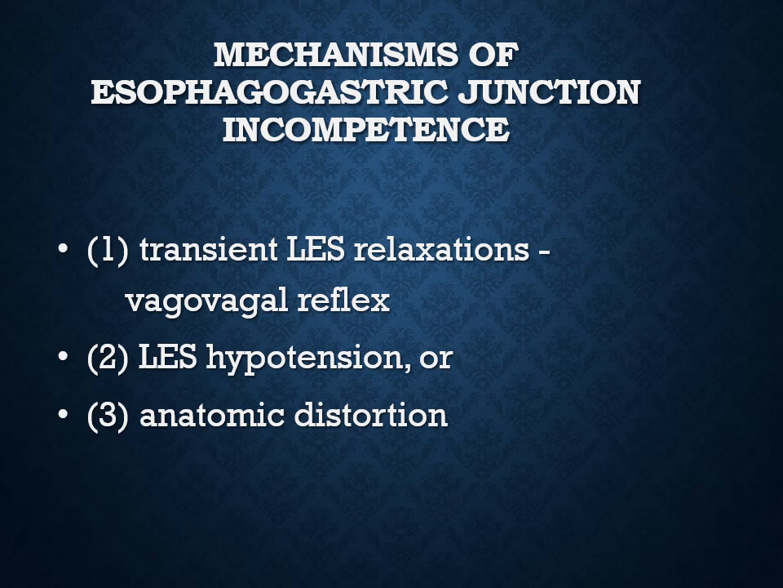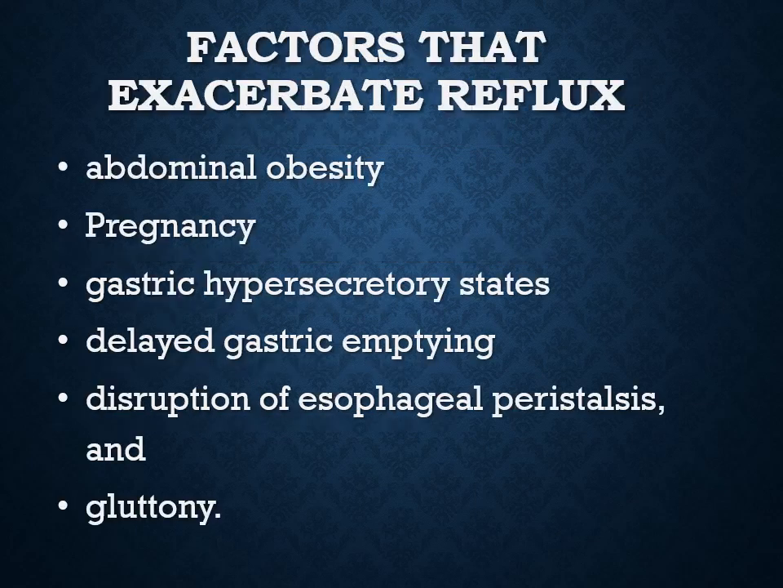The mechanism of esophagogastric junction incompetence includes a transient LES relaxation. It is a vagovagal reflex in which LES relaxation is elicited by gastric distension, LES hypotension, or anatomic distortion of the esophagogastric junction, inclusive of hiatus hernia. Normally, acid reflux occurs even in normal people. Peristalsis returns the reflux fluid to the stomach, and acid clearance is completed by a titration of the residual acid by bicarbonate contained in our swallowed saliva.